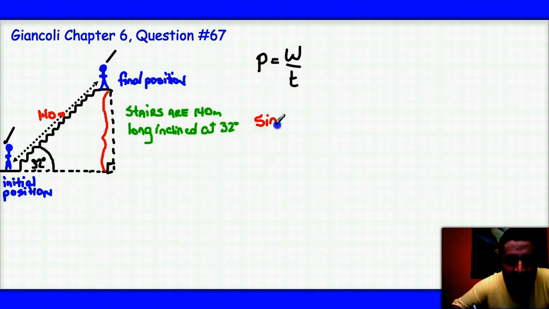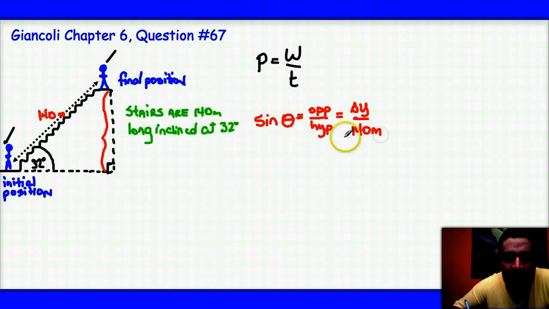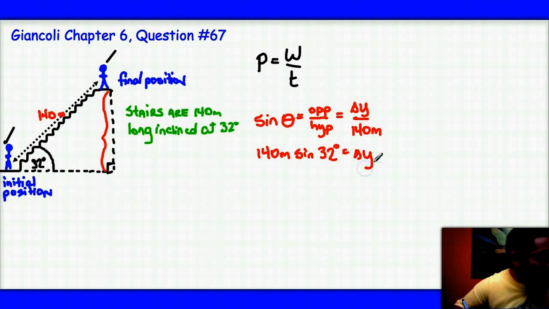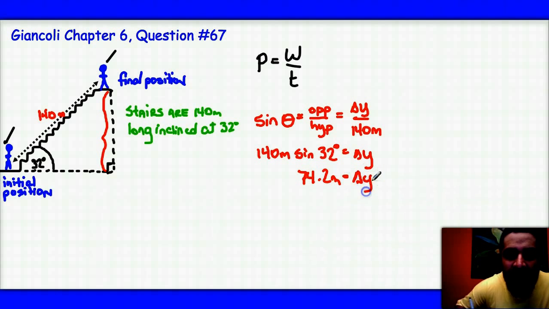The sine of theta is equal to the opposite side of that triangle over the hypotenuse. In this case, we know that the opposite side of that triangle is delta y, and the hypotenuse is 140 meters. Multiplying both sides by 140, I get 140 meters times the sine of 32 degrees is equal to delta y, and when I run that through my calculator, I get 74.2 meters. 74.2 meters is equal to the vertical height that's attained here.